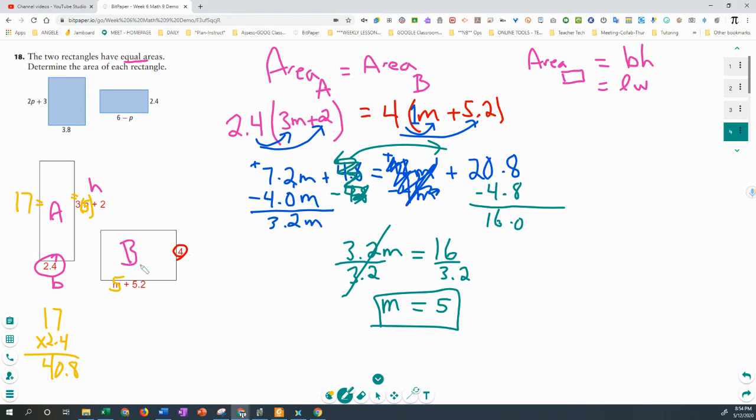Now over here, we've got 5 plus 5.2, which is equal to 10.2. So this side, 10.2 times 4. Ooh, I think I'm going to be happy here. 4 times 2 is 8. 4 times 0 is 0. 4 times 10 is 40. We're happy. So the area equals the area. Same question here. Okay, grade 9s?